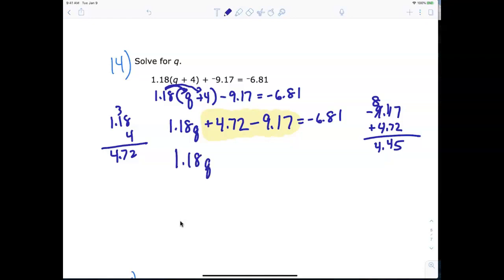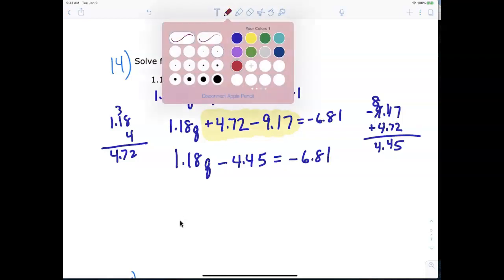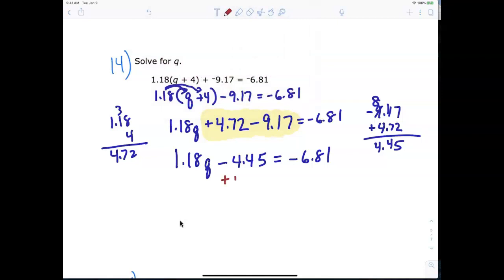1.18q minus 4.45 is equal to negative 6.81. Alright, now what? We're going to add 4.45 to both sides. Sorry about that, I'm having trouble writing.